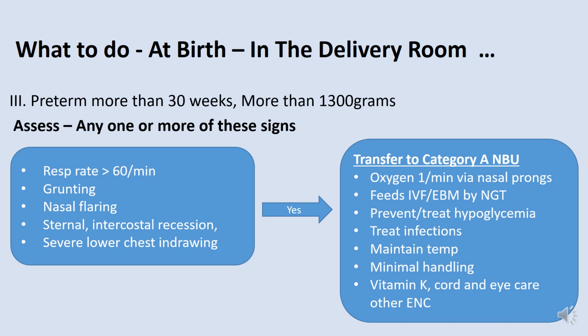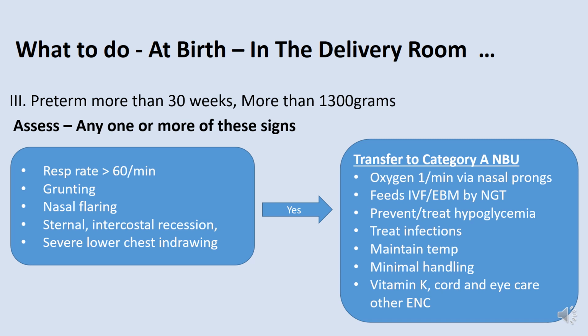They should be initiated on feeding immediately. Most likely, if they're not able to suck, they should be fed by nasogastric tube and on expressed breast milk. But depending on the indication, again, now you need to make reference to what you've already learned in prematurity, how to take care of a preterm, the feeding.